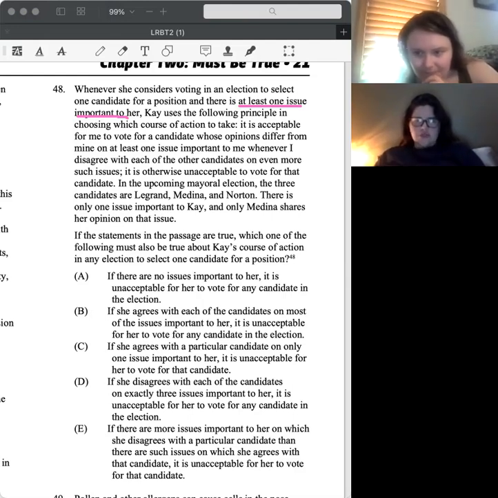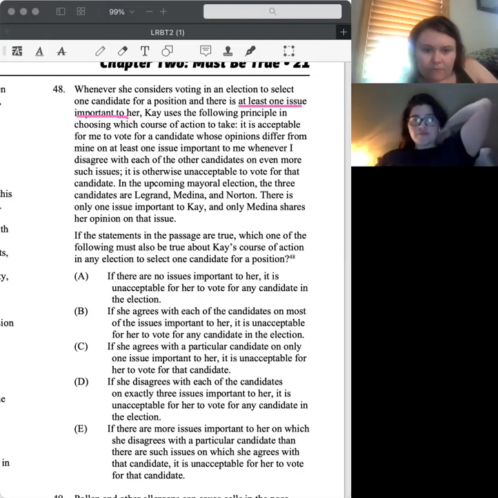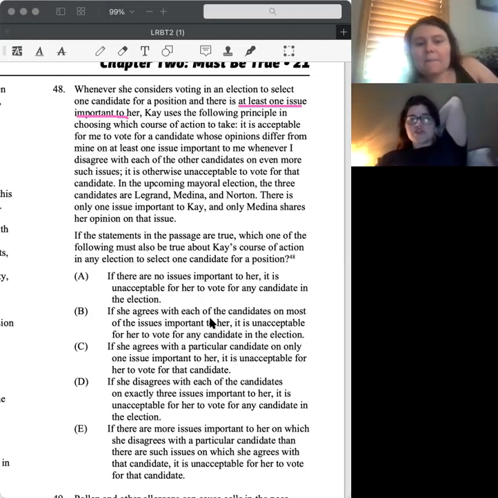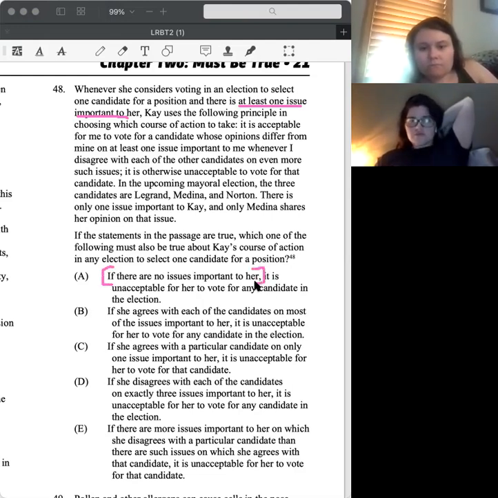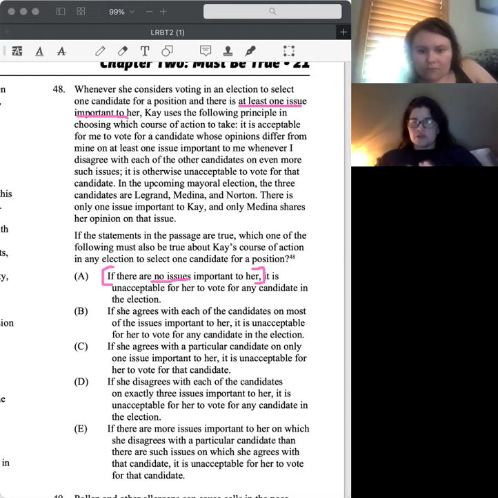If there are no issues important to her, it is unacceptable for her to vote for any candidate in the election. That's very true, because she states that she will only vote for somebody. So what happens if there are no important issues to her? I guess that we don't really know. So if there's nothing important to her, does that mean that she can't vote?